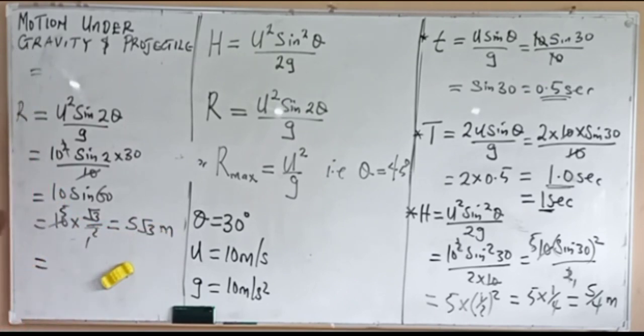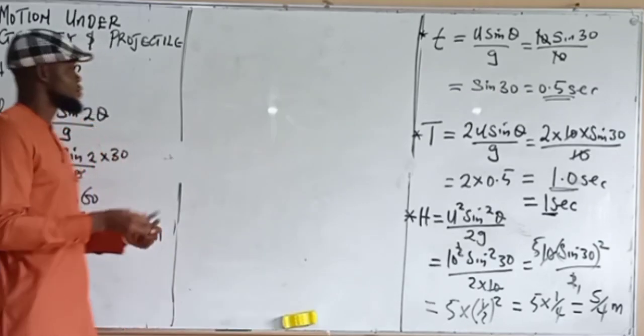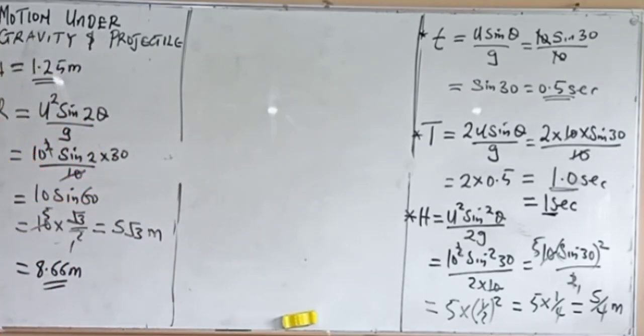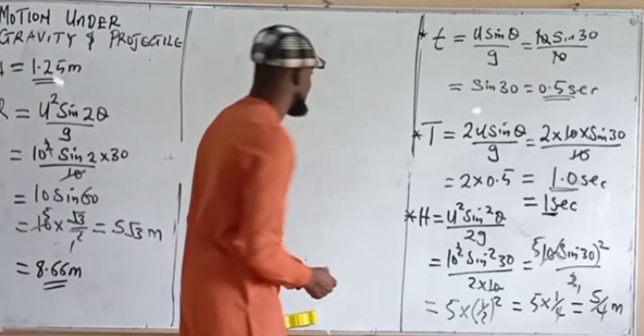You can also convert this to decimal to see what you are going to have. This is the maximum height. The decimal will be 1.25 meters, maximum height attained. Then the horizontal range in decimal should be 8.66 meters. That will be the answer for you.